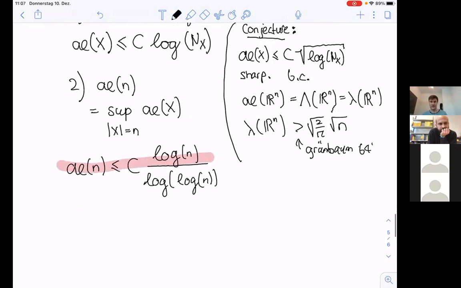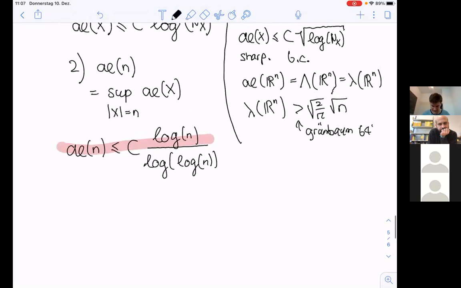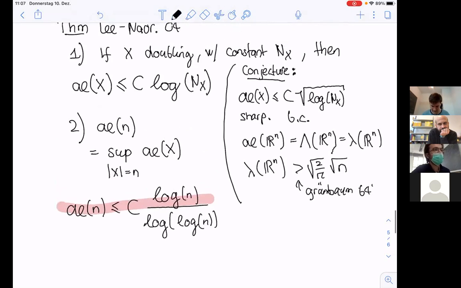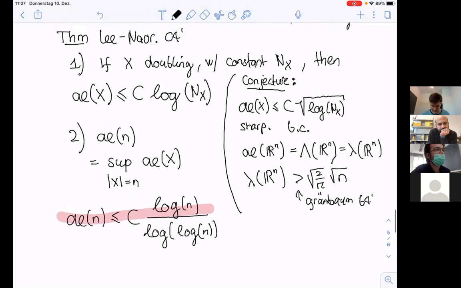And yeah, up to now, I think that's the best asymptotic result there is for this quantity here. So who is it from, this estimate? Who proved that? It's still Lee-Nauer. Okay. I'm sorry. Let me highlight it.